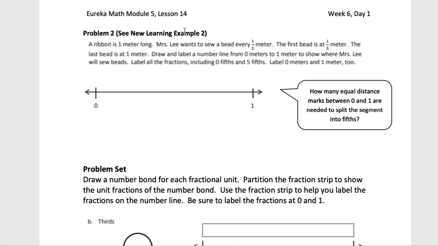Problem 2, notice how it says see new learning example 2. So go back, check the example, the new learning example 2, to show you exactly what to do for problem 2.